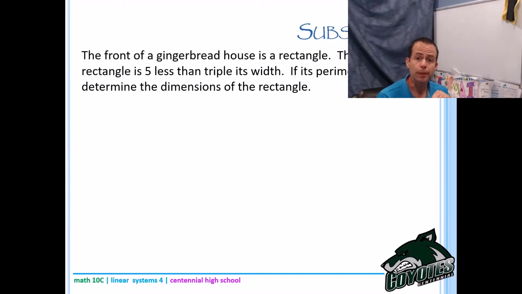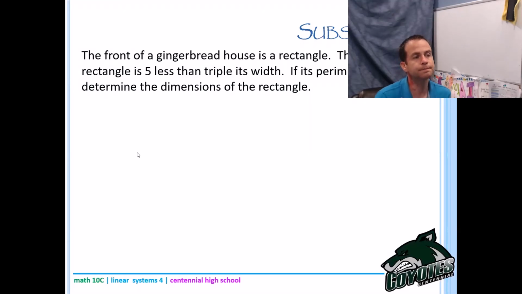Remember, when you go to build a system, you have to start with a legend, and then you have to build your system, solve your system, and then, super important, you have to actually answer the question. So now that we're into word problems, your answer is not going to be a coordinate pair, but rather it's going to be the answer to the question, okay? So the front of a gingerbread house is a rectangle. The length of the rectangle is 5 centimeters less than triple its width. If its perimeter is 14 centimeters, determine the dimensions of the rectangle, okay?